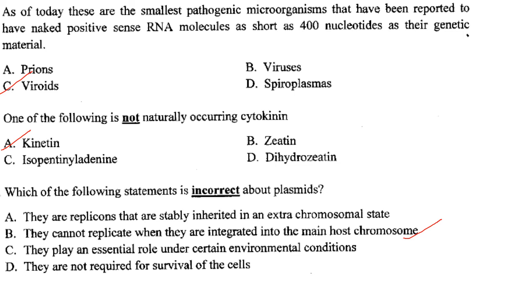Then they play an essential role under certain environmental conditions. That is also true. Some carry resistance genes in them. Then next, they are not required for survival of these cells. That is also true. So the answer is option B, which is incorrect about plasmids.